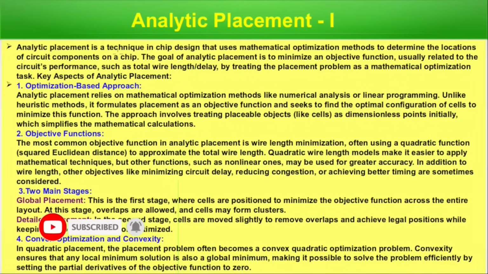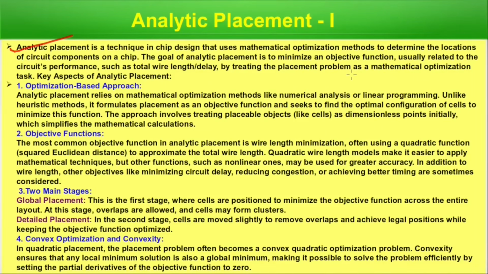Analytic placement is a technique in chip design that uses mathematical optimization methods to determine the location of circuit components on a chip. The goal of analytic placement is to minimize an objective function, usually related to the circuit's performance, such as total wire length or delay, by treating the placement problem as a mathematical optimization task.